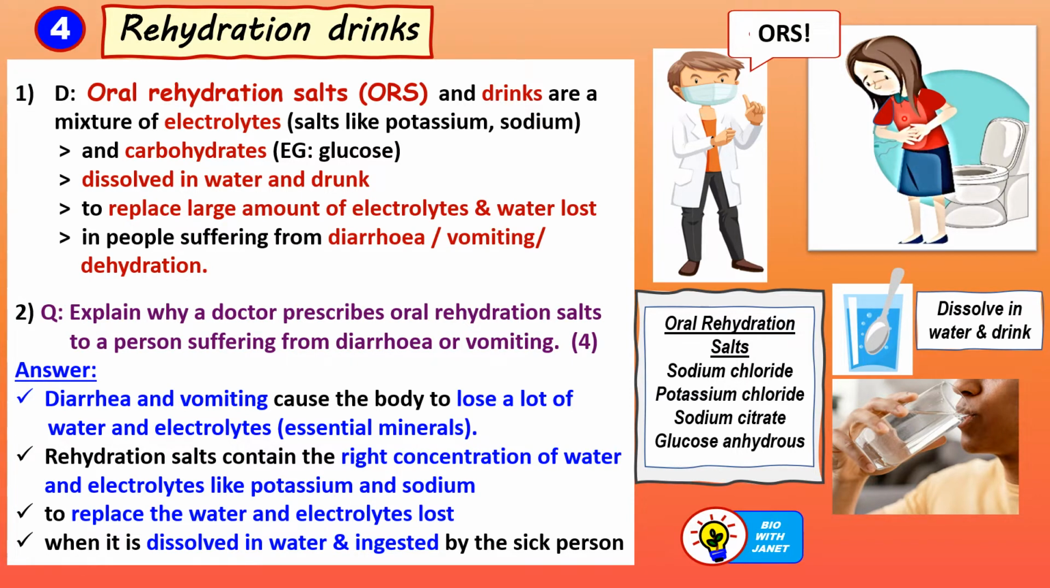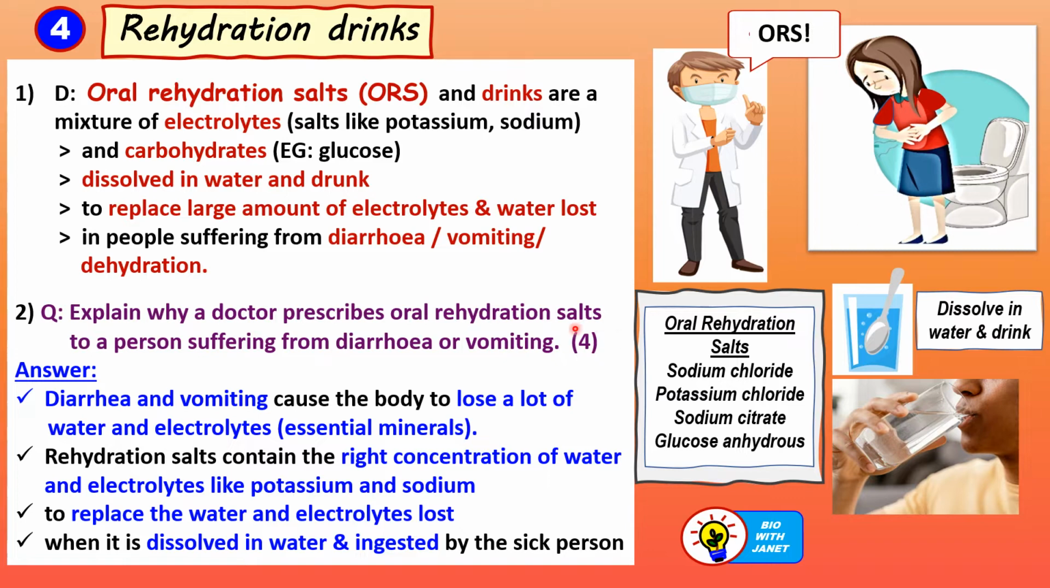So as long as these symptoms occur, diarrhea or vomiting, it will cause a large amount of body fluid to be lost from the body. And this body fluid contains electrolytes and water. So if these are not replaced, it can cause dehydration, and it can even cause death if it is very serious.